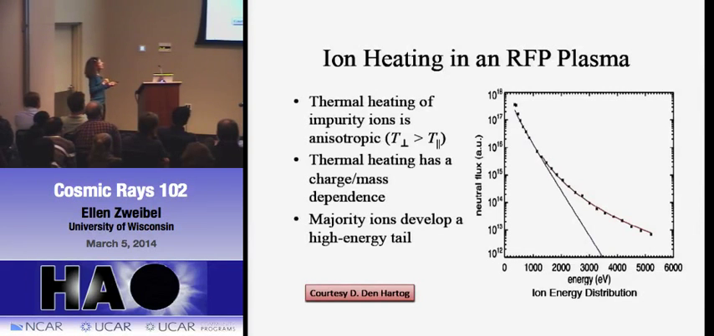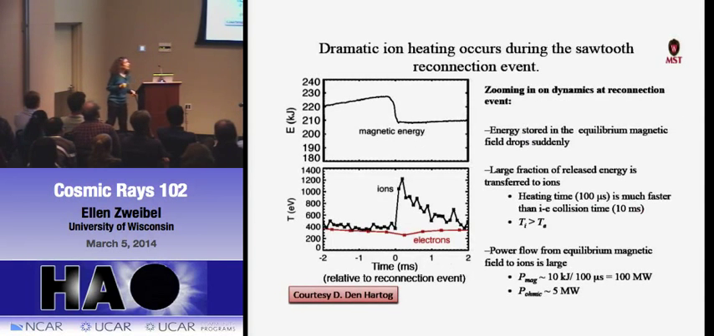And as I'll show you in a minute, there's strong ion heating in these sawtooth crashes. So here are some features of the heating. It's very anisotropic. So the perpendicular temperature is increased more than the parallel temperature. There's a charge to mass dependence. And the majority ions develop a high energy tail, a non-Maxwellian tail.